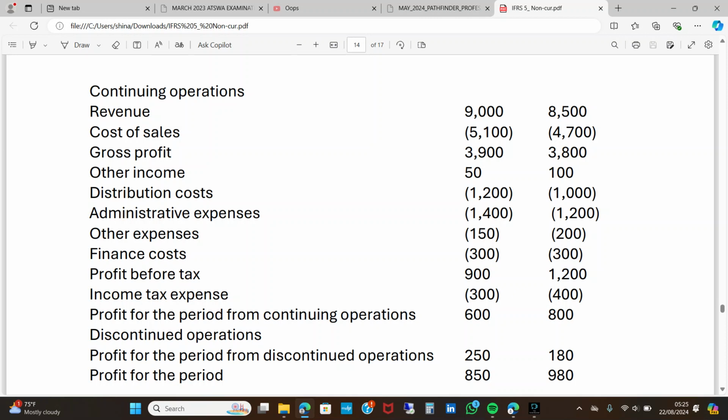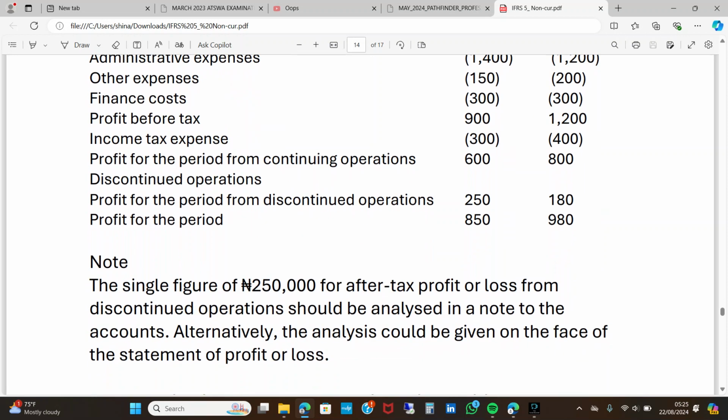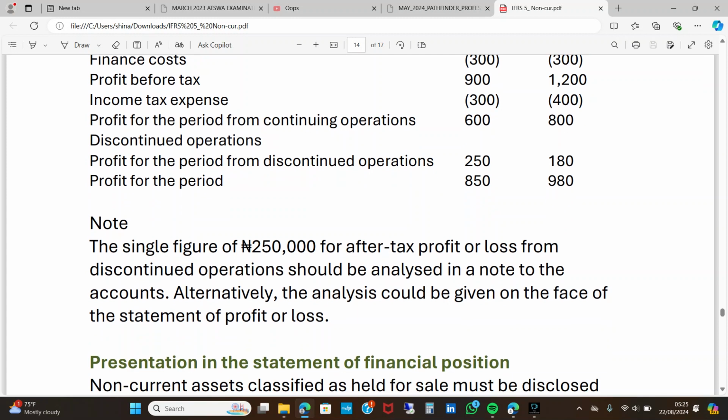Look at this statement of profit or loss. You see that we have revenue, cost of sales, gross profit, other income, just like the way your normal statement of profit or loss is going to be. You have your distribution cost, administrative expenses, other expenses, finance cost, profit before tax, income tax expense. Look at it, your normal financial statement. They have profit for the period from continuing operations. So look at it. This year was 600, last year was what? 800.